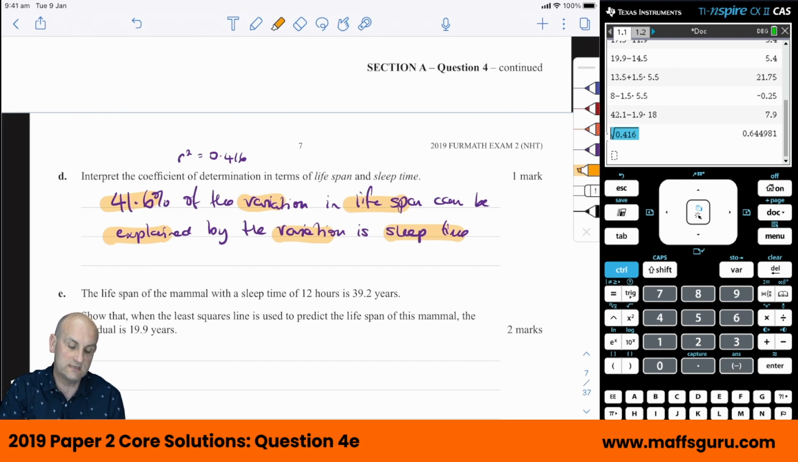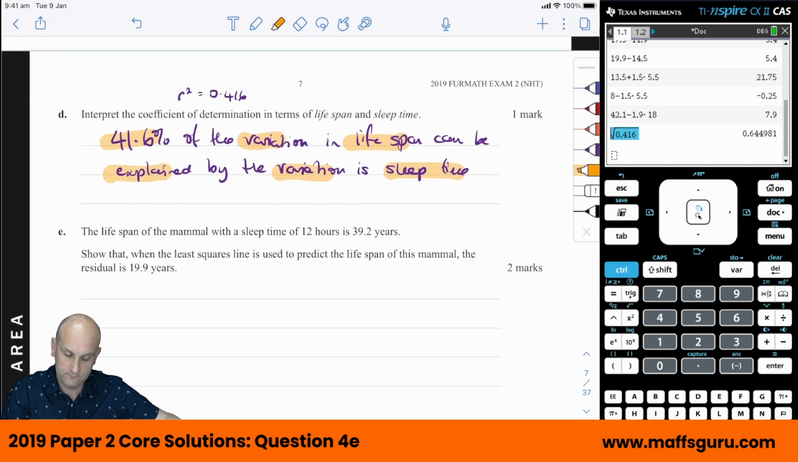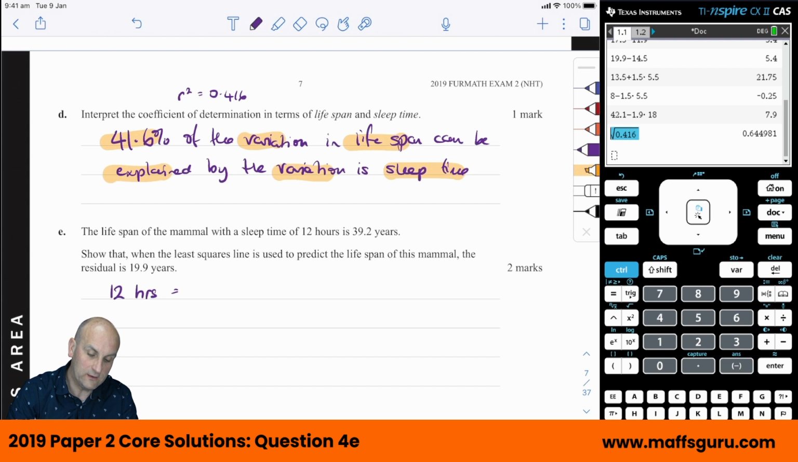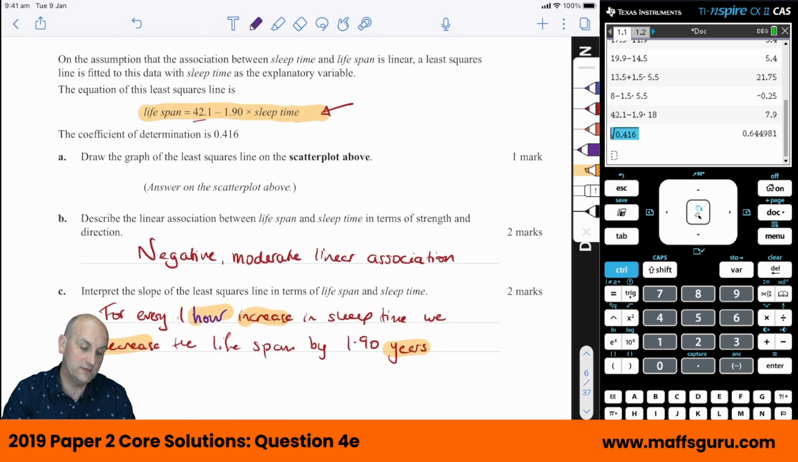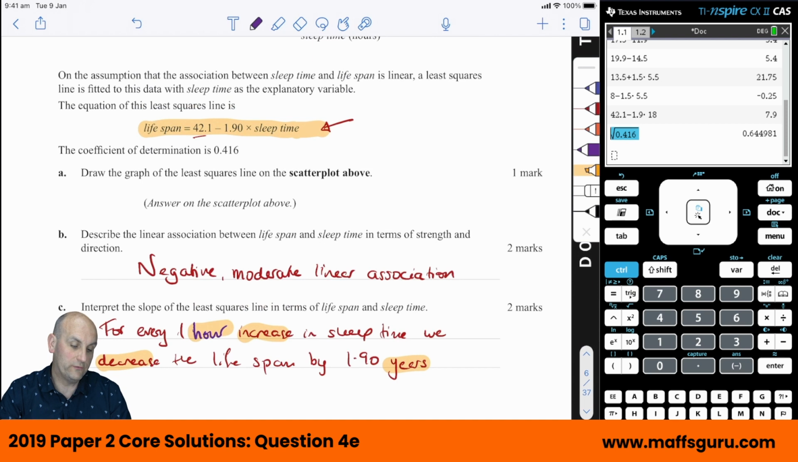The lifespan of a mammal with a sleep time of 12 hours is 39.2 years. Show that when the least squares line is used to predict the lifespan of the mammal, the residual is 19.9 years. Okay, so the lifespan of a mammal with a sleep time of 12 hours is equal to 39.2 years. That's an actual value, all right? That's an actual value. So what we now need to do is put that 12 hours back into my equation here.